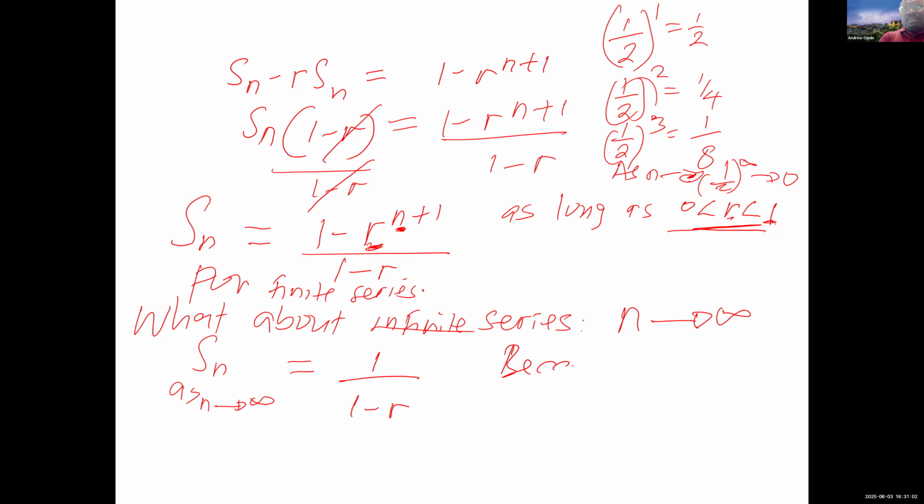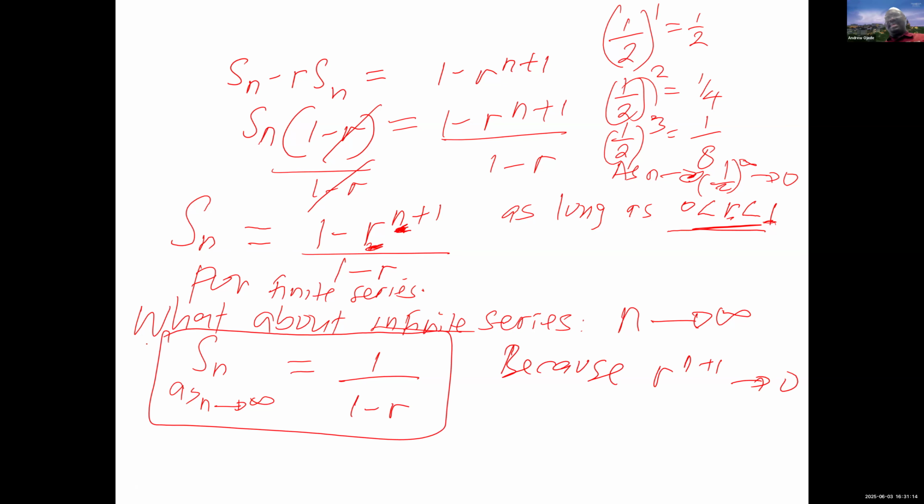Because as n goes to infinity and R is a fraction, R to the power n plus 1 is going to go to 0. That's right. So this would be the formula for an infinite series that doesn't have an end date. We'll come back to that later. We're going to do something about a specific type of coupon bond. But our main result that we want to use is this guy here. Okay, now let's go back.